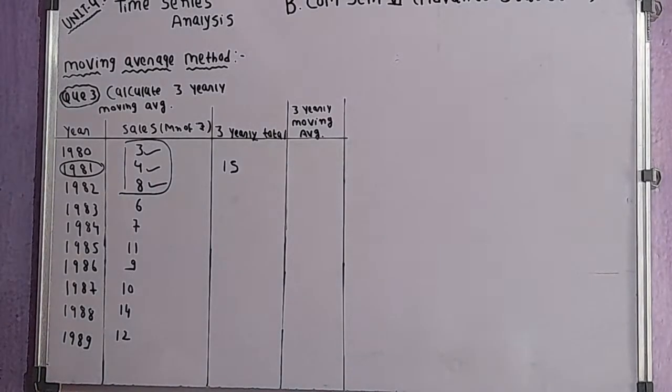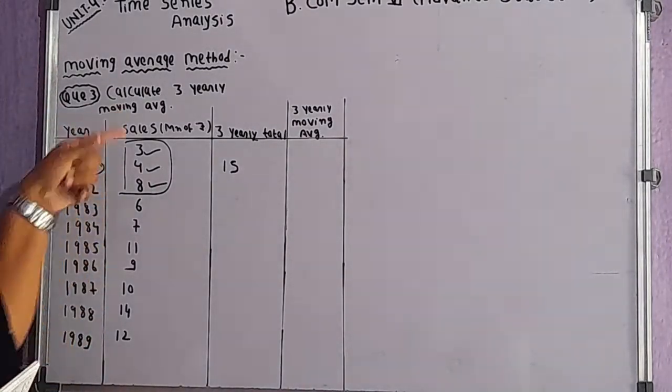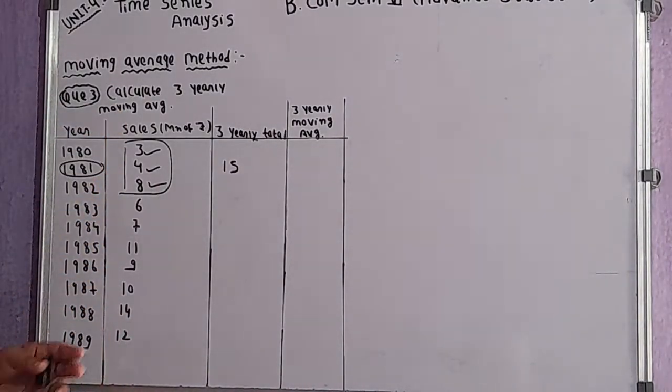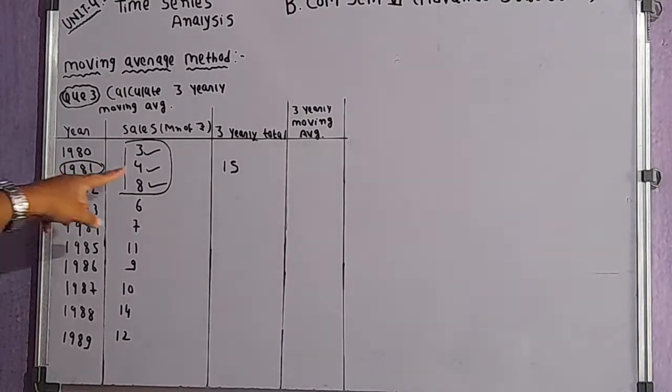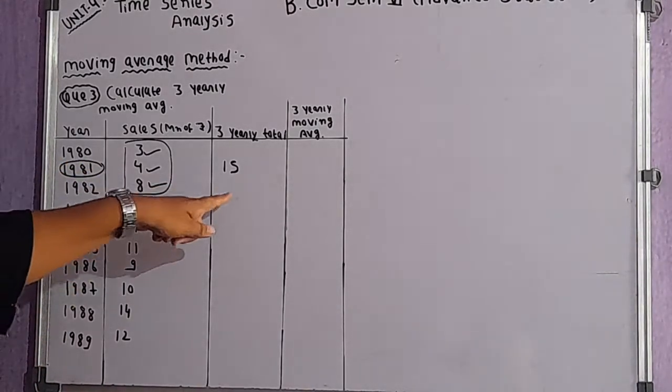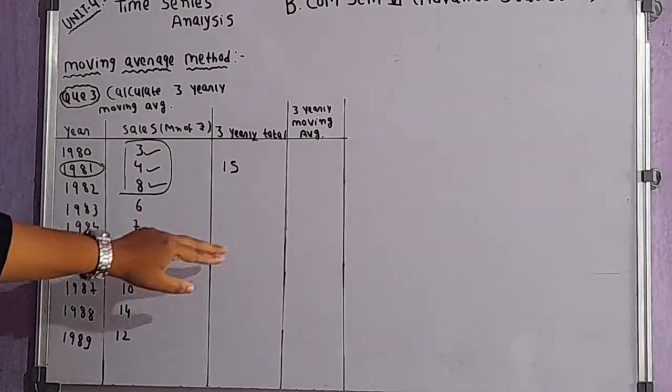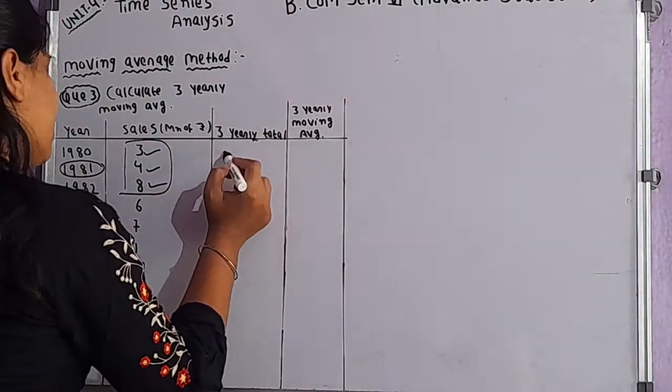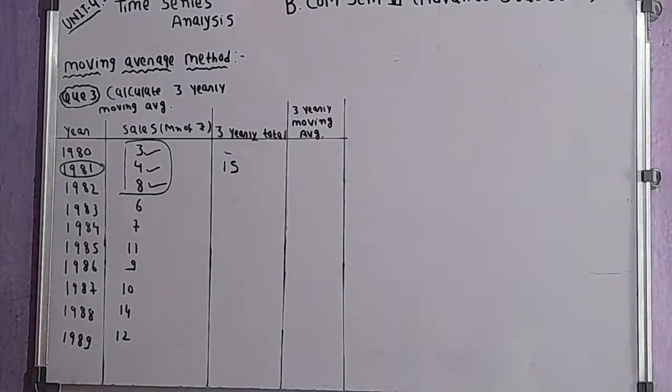Whatever total comes for the 3 years needs to be written opposite the middle year. How did we get the middle year? We have added 1980 plus 1981 plus 1982 divided by 3, so we have got 1981. That means 1981 is the middle year, and that is where this value 15 is written. Now again we have to calculate the moving average for the next 3 years.